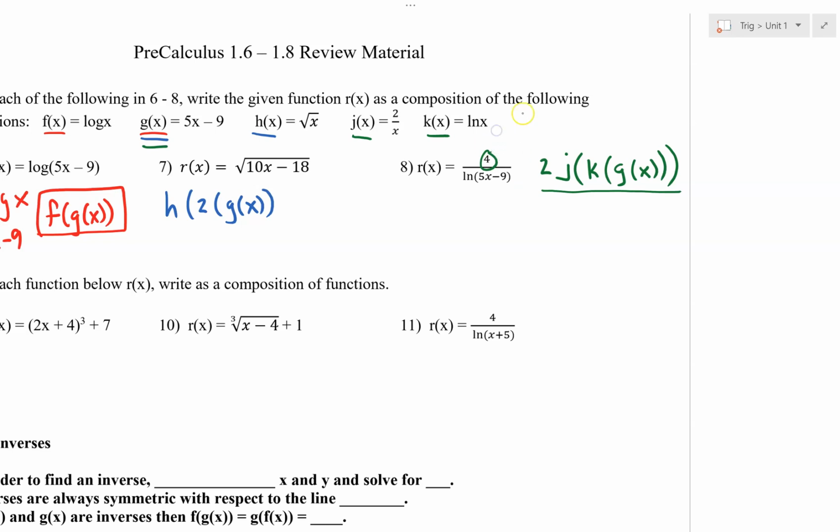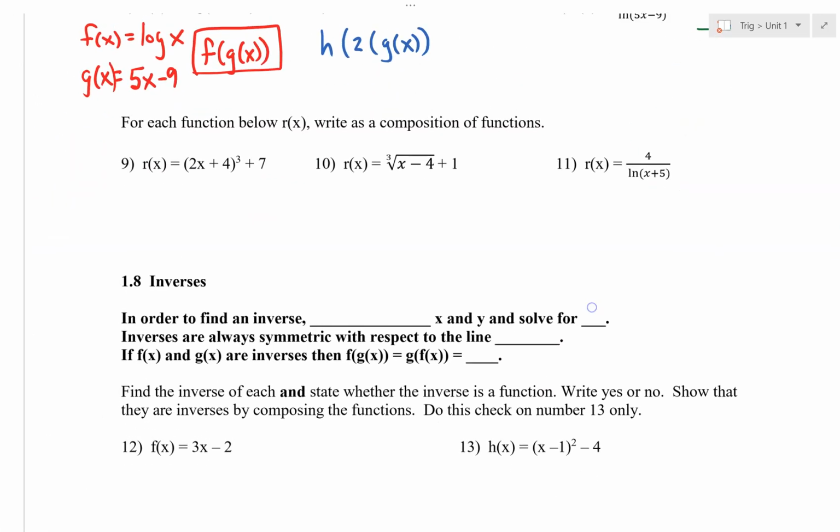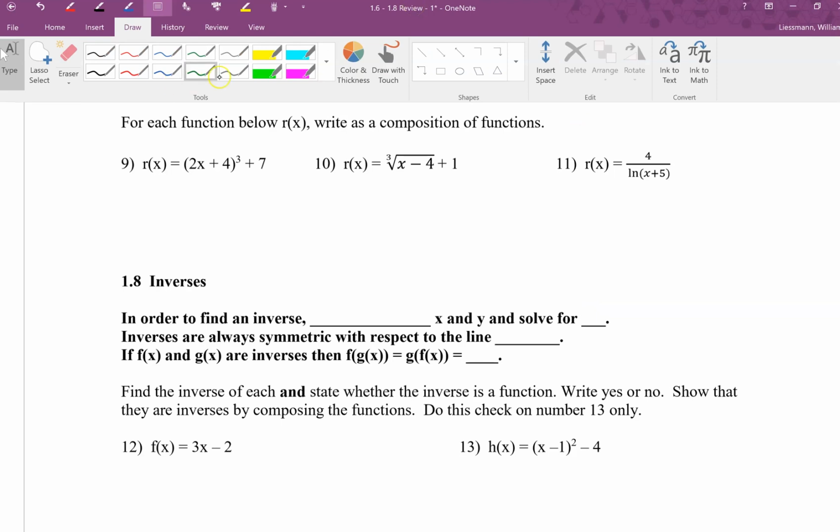Remember, what this is saying is you take whatever g of x is, which is 5x minus 9, you plug it into k of x. So that would mean the natural log of 5x minus 9. And then whatever that answer is, you're going to plug it into j. Well, j has an x at the bottom, so you're saying it's going to be 1 over the natural log of 5x minus 9. And then since I need that extra 2 at the top to make this 4, I'm going to multiply the whole thing by 2. Composites of functions.